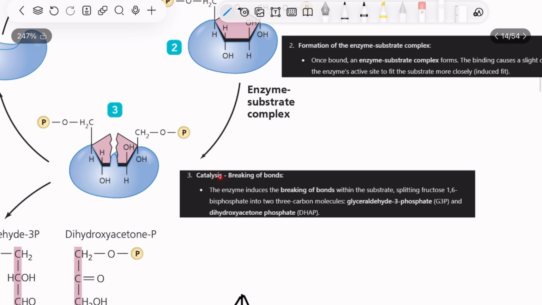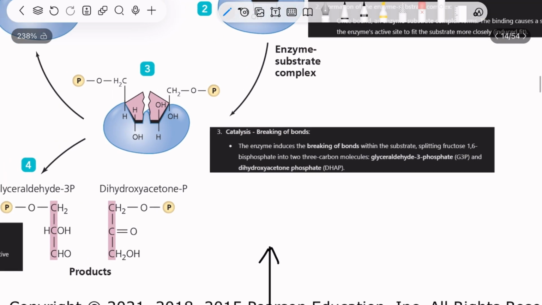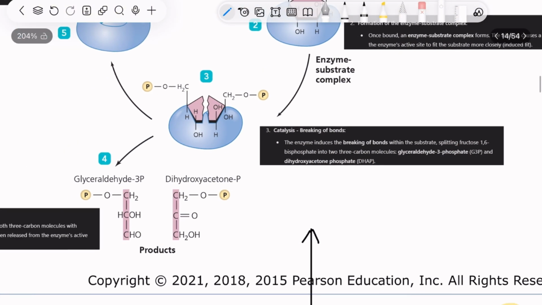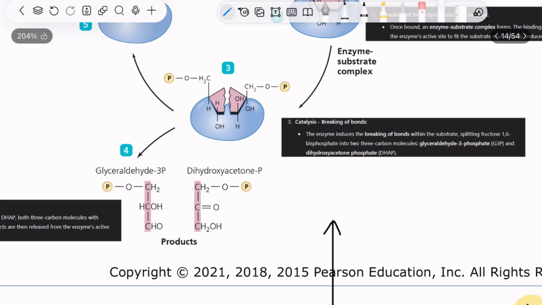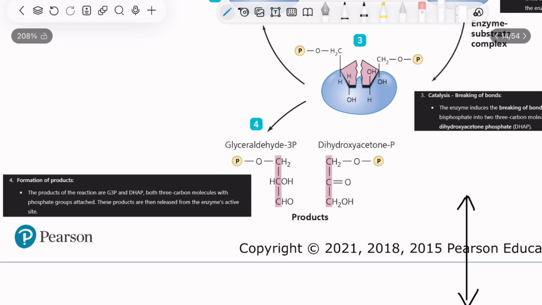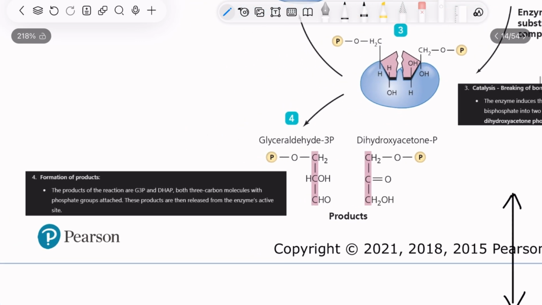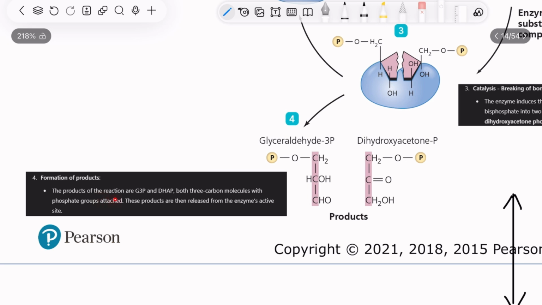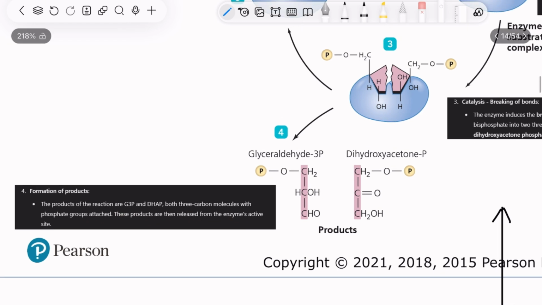Step 3, catalysis, the breaking of bonds. So the enzyme induces the breaking of bonds within the substrate, splitting fructose 1,6-bisphosphate into two 3-carbon molecules, which are glyceraldehyde 3-phosphate or G3P and dihydroxyacetone phosphate or DHAP. So then we get the formation of products. The products of the reaction are G3P right here and DHAP, both 3-carbon molecules with phosphate groups attached. These products are then released from the enzyme active site.